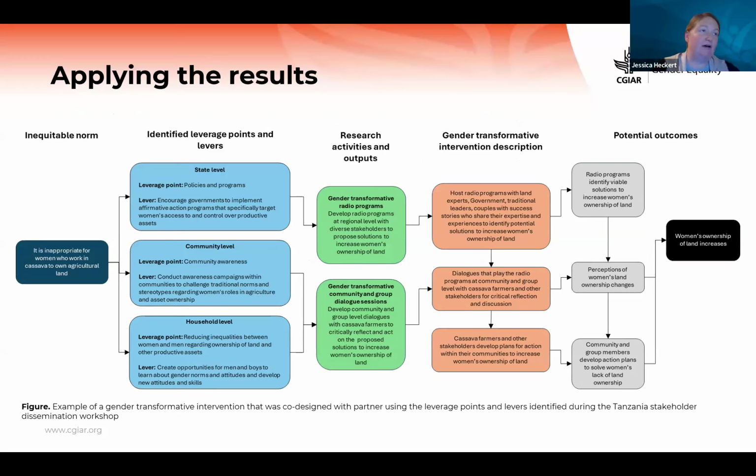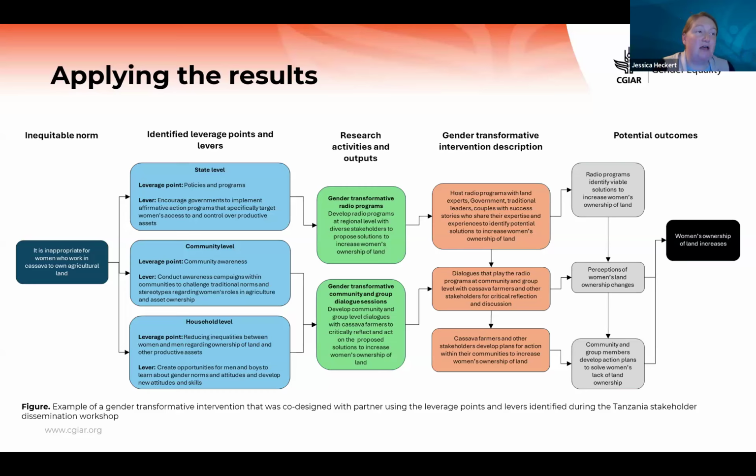One, for example, at these different levels, at the state level, policies and programs, a lever would be to encourage governments to implement approaches that specifically target women's access to and control over productive assets such as land. At the community level, raising community awareness by challenging traditional gender norms and stereotypes, challenging these ideas that women shouldn't be holding control over assets such as land.